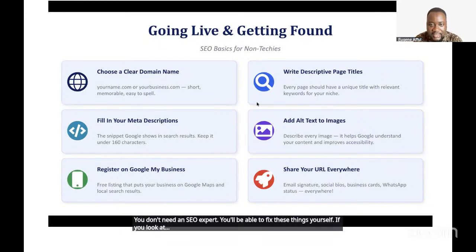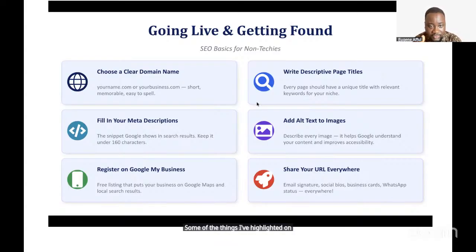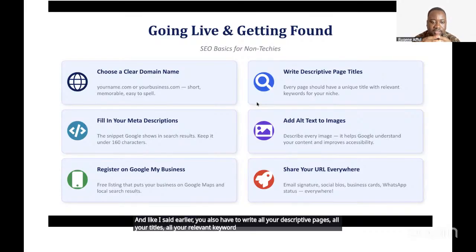If you look at some of the things I highlighted on the display, you see that you have to choose a clear domain name. Okay, so no clumsy names. A simple, clear name, very short, memorable, and easy to spell. And like I said earlier, you also have to write all your descriptive pages, all your titles, all your relevant keywords of your niche. You need to put them in place so that Google will be able to show the snippets of it and then make you pop up and live.